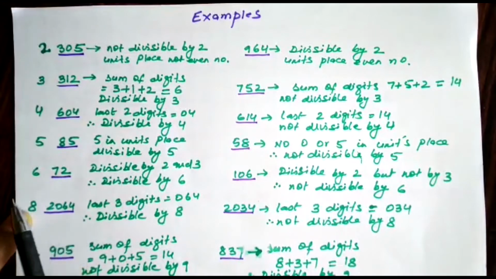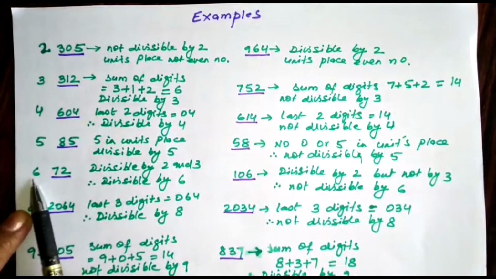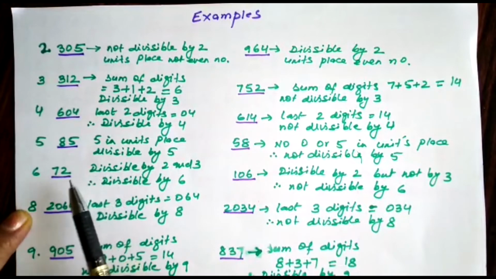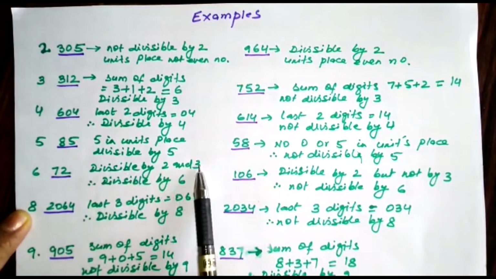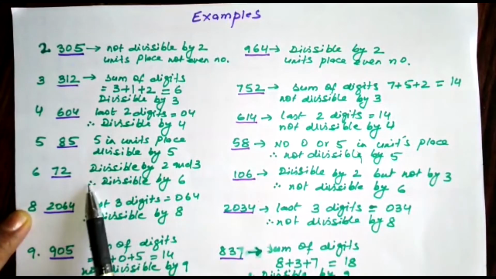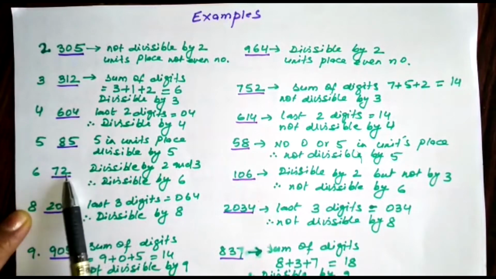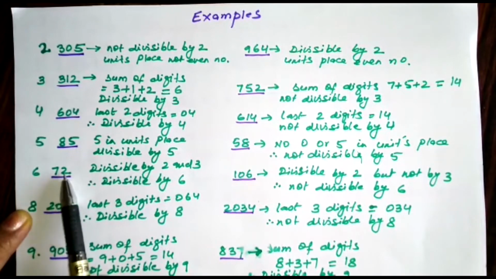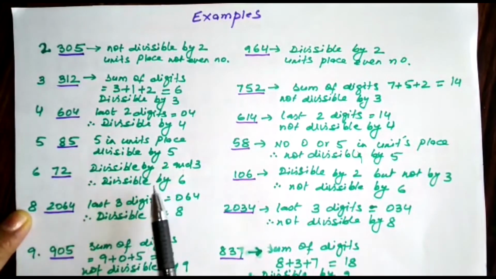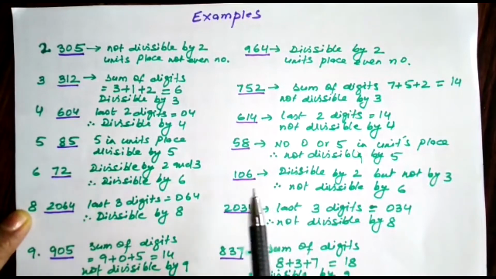Number 72, we have to check whether it is divisible by 6. For a number to be divisible by 6, it should be divisible by 2 and 3 both. Therefore, it has 2 in units place, which is an even number, so it is divisible by 2. 7 plus 2 is 9, so it is divisible by 3. So this number is divisible by 2 and 3, therefore it is divisible by 6.